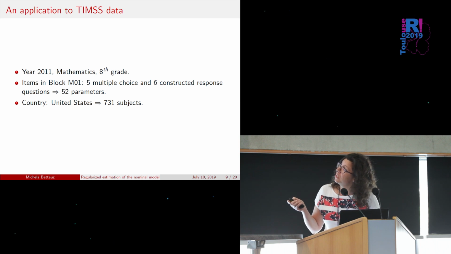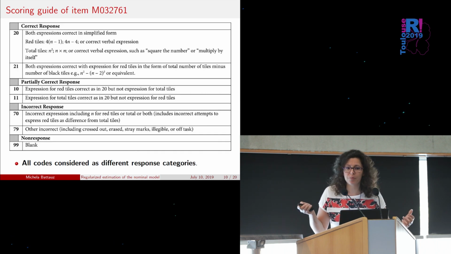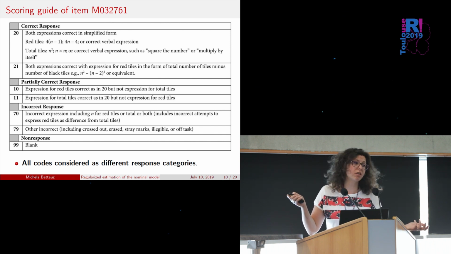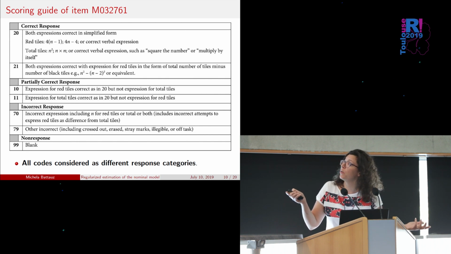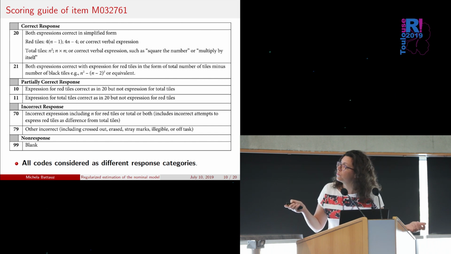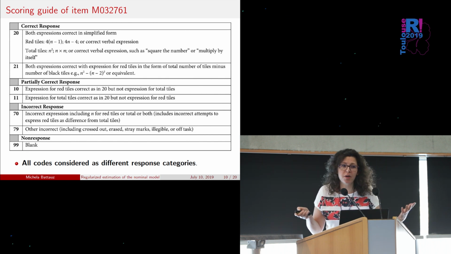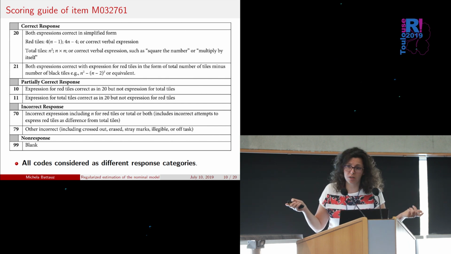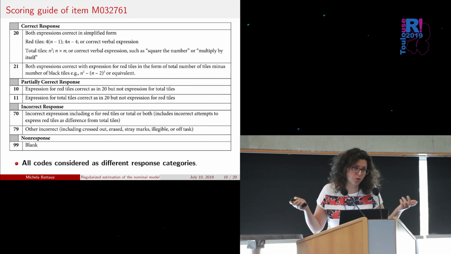Okay, this is a constructive response question, and these are the scoring guides of a constructive response question. So we have 2 different codes for a correct response. These 2 responses correspond to a correct response. These other kinds of responses are considered a partially correct response, and these kinds of responses are considered an incorrect response. And I consider all these different codes as different response options in order to see if the procedure indicates that these 2 codes can be considered together as just a correct response, as well as these other 2 codes. Okay.